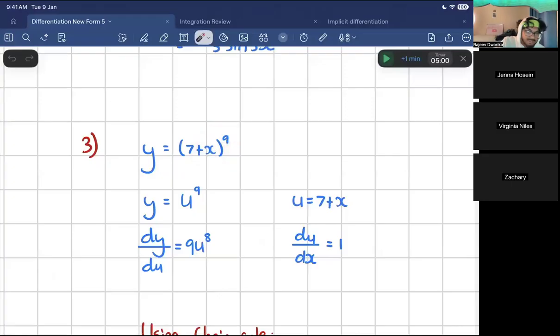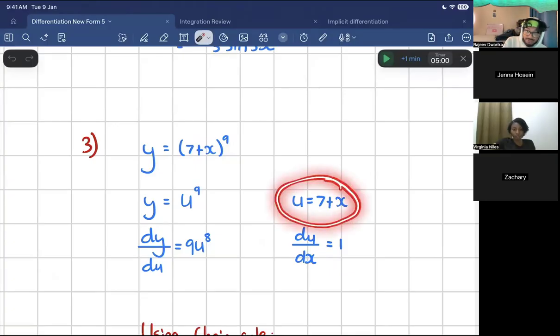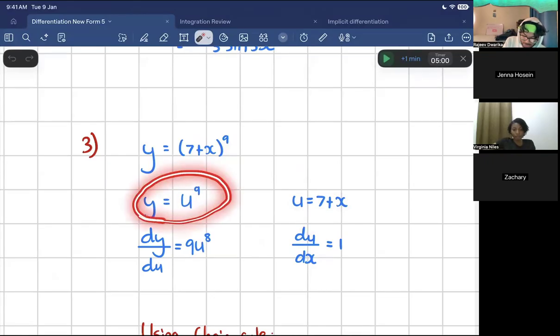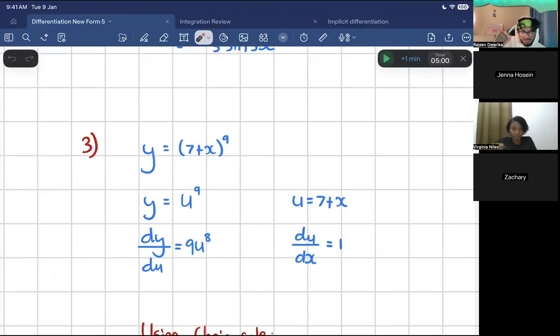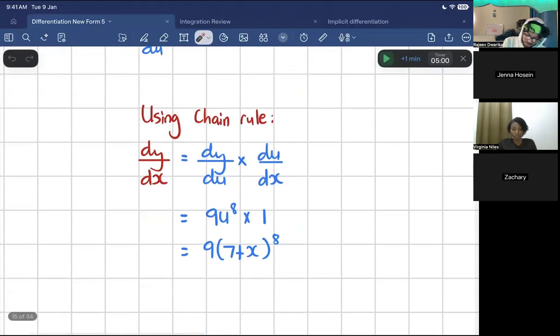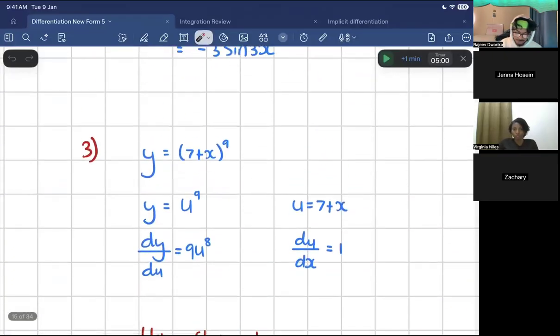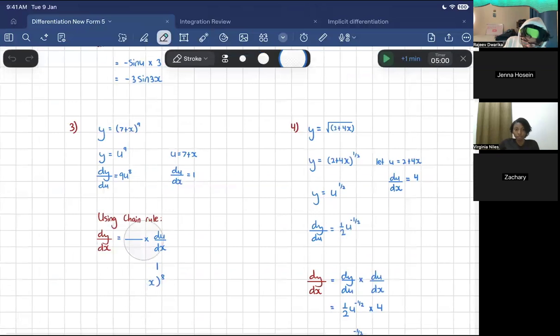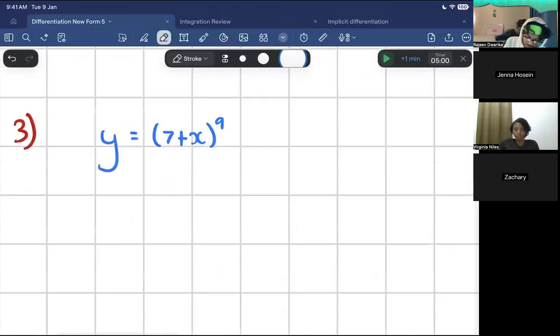So we could actually argue that there's a function here: 7 plus x is actually a function, and we can call that u. So you can say let u be equal to 7 plus x, and so y would be equal to u to the power 9. I need to get back dy/dx, so I'm going to find those rates of change, and then use the chain rule to multiply to get back the original thing. So this is how you would typically do chain rule. Let's do it again quickly, and then I'll show you the shortcut.